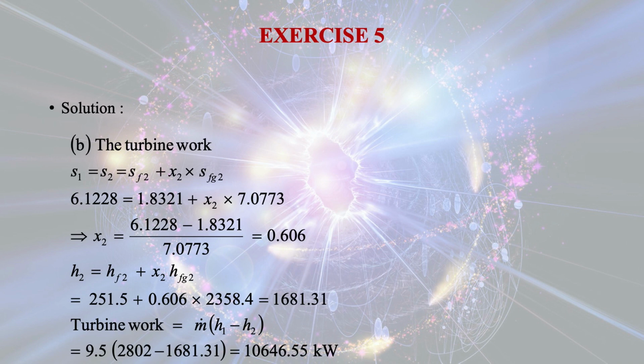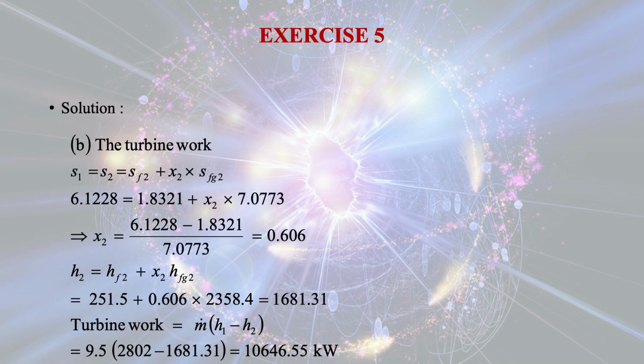The turbine work. First of all, we have to calculate the dryness fraction. I have already mentioned how to calculate the dryness fraction, but for this case X2 is equal to 0.606, and enthalpy at state 2, that is H2, you can calculate once you know the dryness fraction. For this problem H2 is equal to 1681.31, and the turbine work you can calculate using the formula m dot multiplied by H1 minus H2.